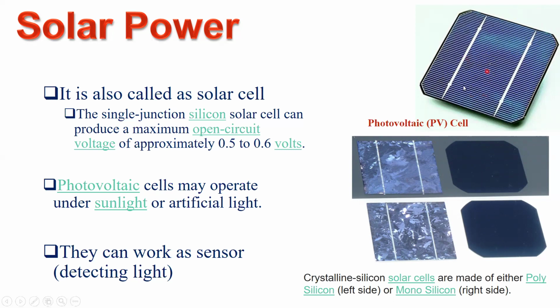The photovoltaic cells, as shown right here, may operate under sunlight or even artificial light. So, for example, if you don't have natural light in the form of the sun, you can use artificial light falling on the surface of it to produce the DC voltage. So that's why they are also called sensors. It means they are a transducer to detect light and convert that light into electricity.